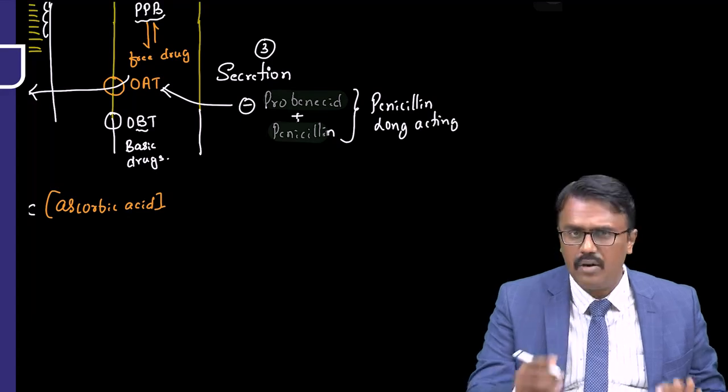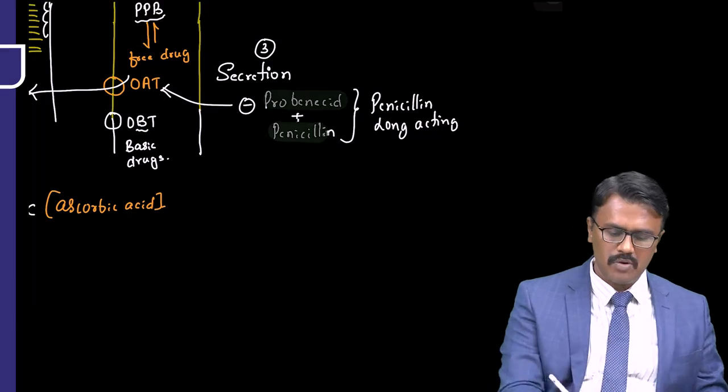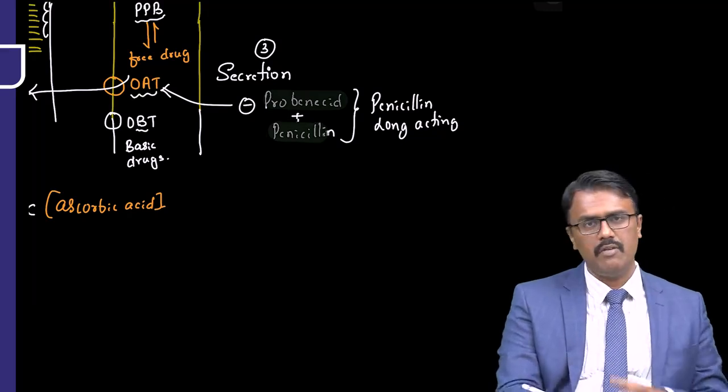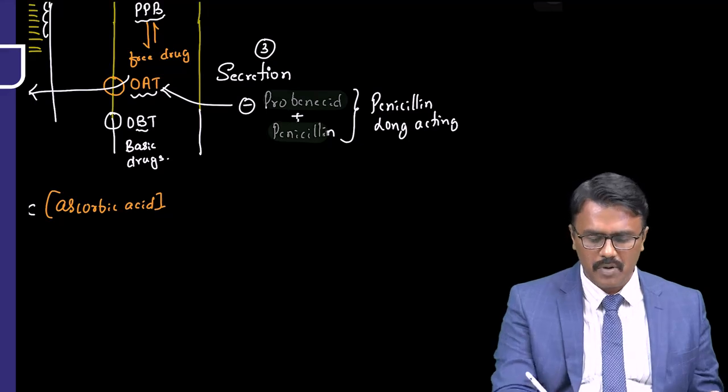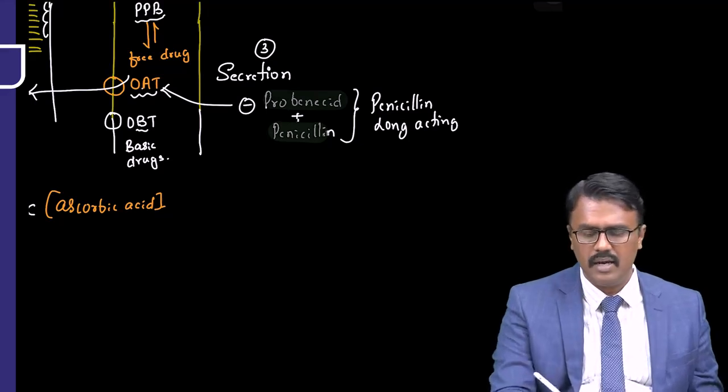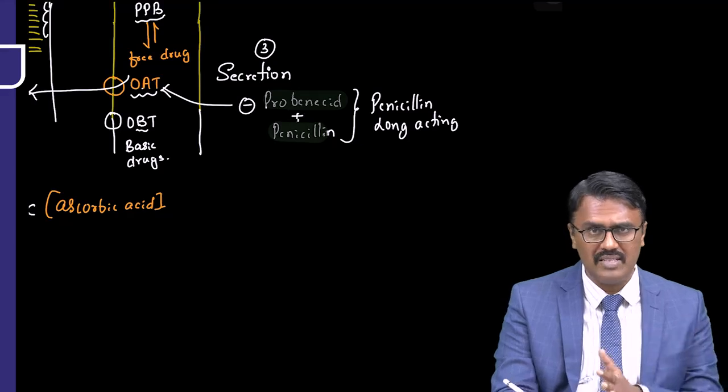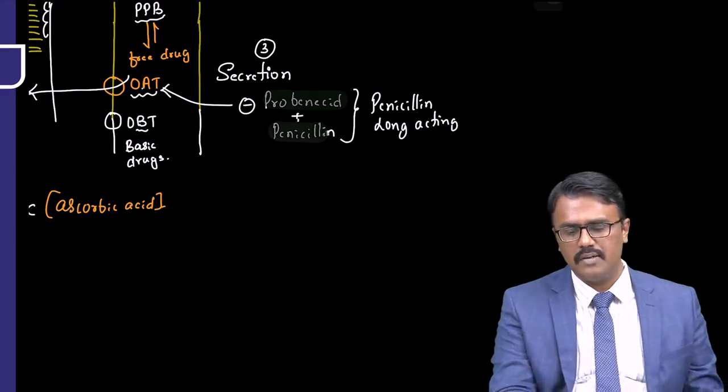Usually if I give penicillin alone, what happens? Penicillin is thrown out by the organic acid transporter. But if I give probenecid, it inhibits this, and penicillin is not thrown out, it stays inside. So penicillin becomes long acting.